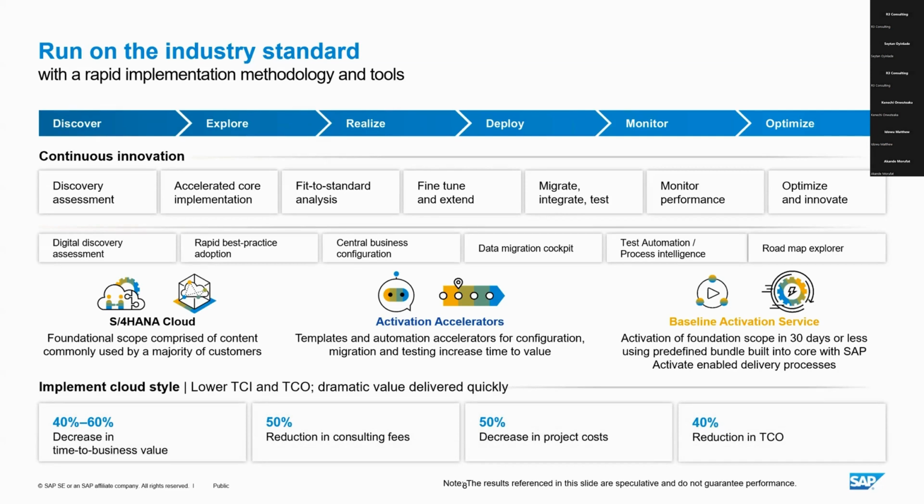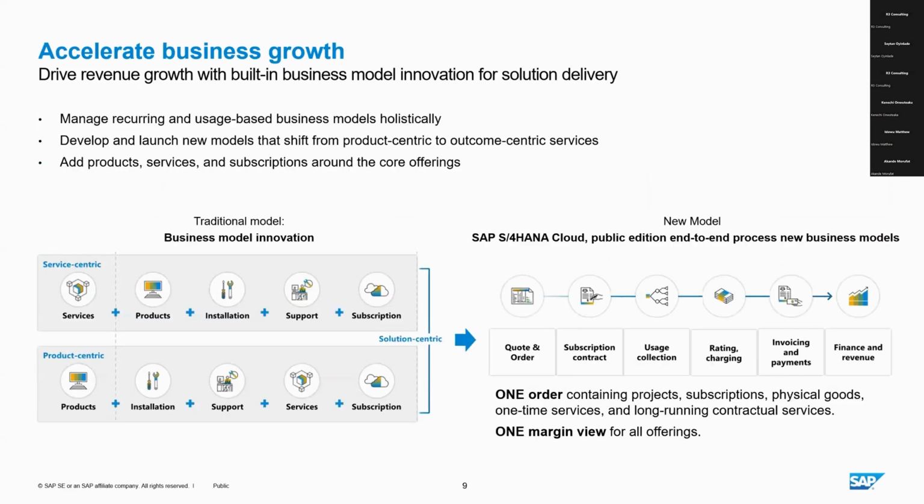Now, some of the benefits, the achievements so far from the SAP public cloud solution, are first, a 40 to 60% decrease in time to business value, a 50% reduction in consulting fees, and a 50% reduction in total cost of ownership.